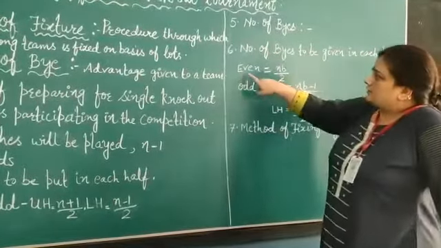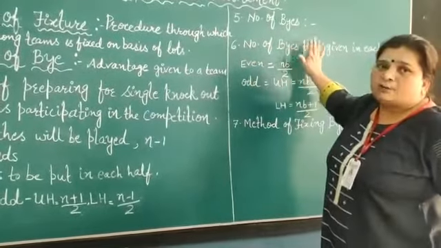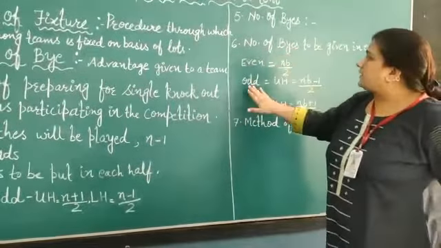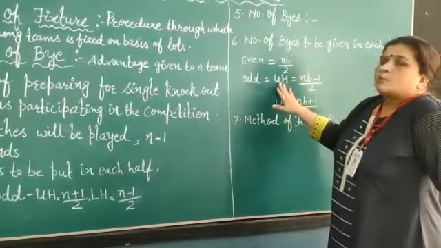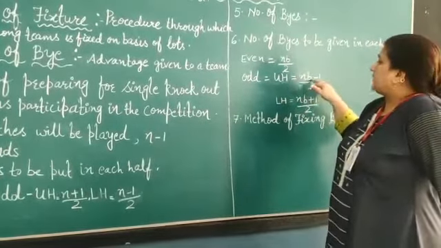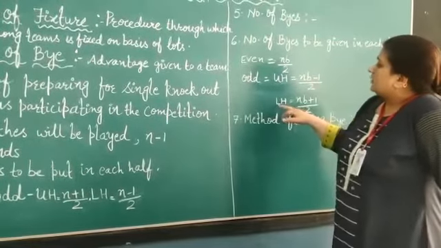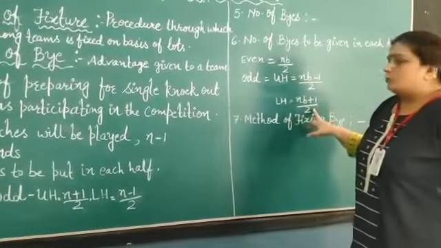Now next is number of byes to be given in each half. If the number of byes is even, then we don't have to apply any formula. If the number of byes, like we have 5 here, is odd, then we'll apply the formula: upper half is equal to nb minus 1 upon 2, nb is 5, 5 minus 1 upon 2. Lower half nb plus 1 upon 2, 5 plus 1 upon 2.